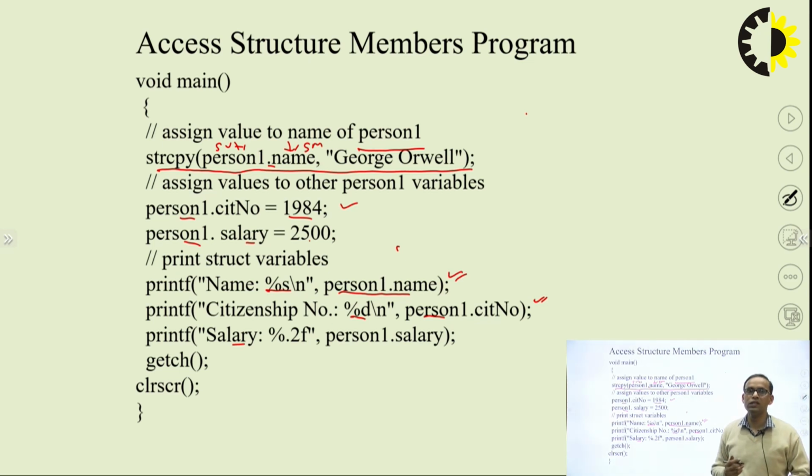So in this way we access the members of the structure. It means to access the structure member we simply use the dot operator. The dot operator associates the structure members with the structure variable.